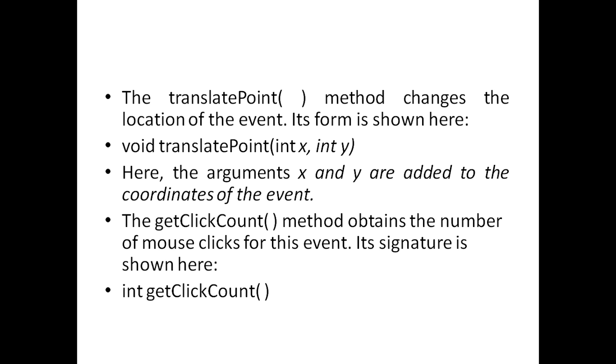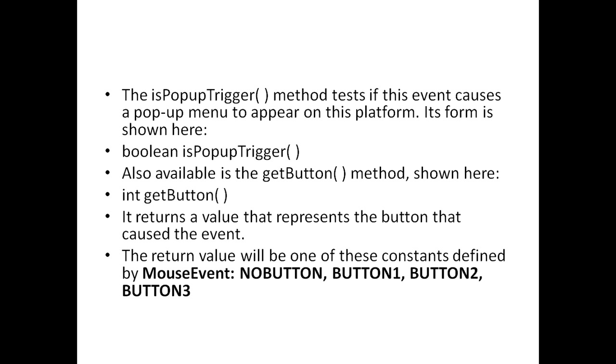The arguments are X and Y, which are added to the coordinates of the event. Then getClickCount method obtains the number of mouse clicks for this event. Its signature is getClickCount. isPopUpTrigger method tests if this event causes a pop-up menu to appear on this platform. Its signature is boolean isPopUpTrigger.